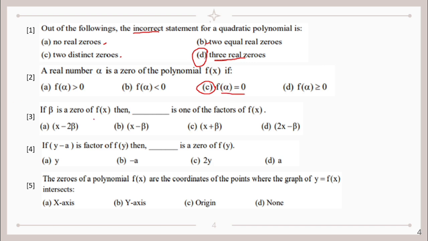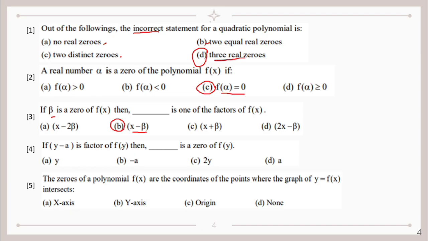Then if beta is a zero of f of x, then dash is one of the factors of f of x. Beta is the zero. In the previous slide, we saw minus 2 was the zero, so x plus 2 was the factor. So if it is plus beta, minus beta, that is x minus beta will be the factor. Factor will be along with the x. Zero will be equal to x. So minus beta will go to the right side and become plus beta, which satisfies the condition.